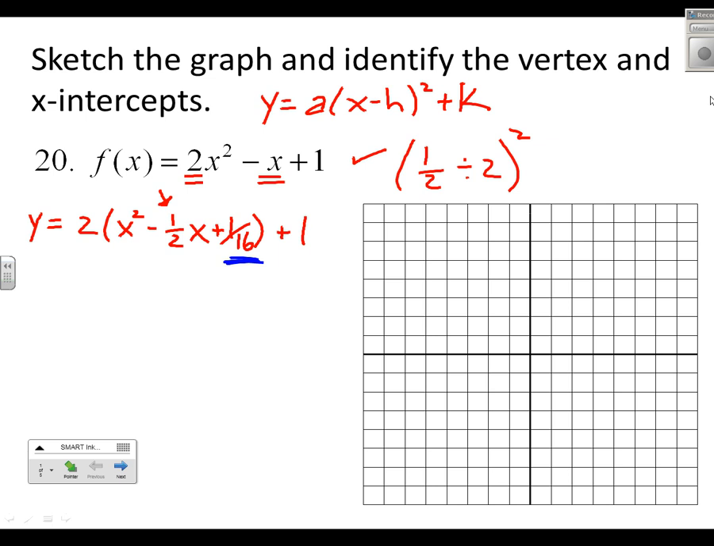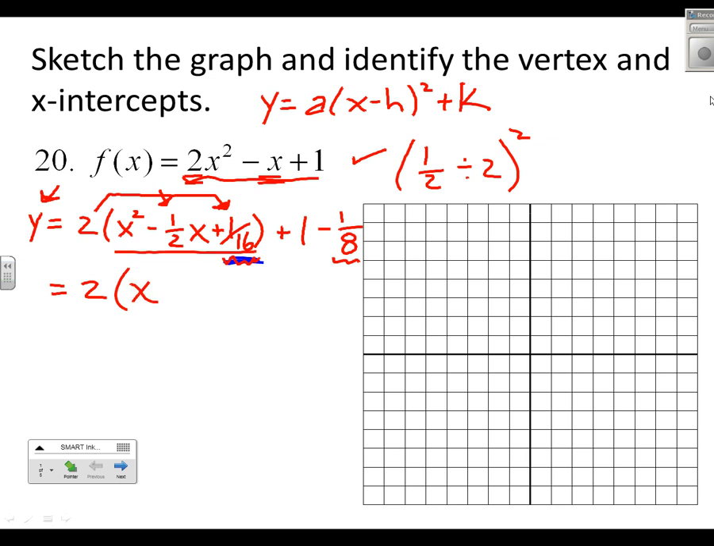If I was to distribute the 2 and combine terms, I would get a different value than my original function up here. So what I really just did by putting that plus 1/16 in there that didn't exist before is I really just added 2 times 1/16, or 1/8, to the right side of this equation. So I could come over here on the left and add 1/8 to balance that, or I can subtract 1/8 over here. So basically I gained 1/8 and I lost 1/8.